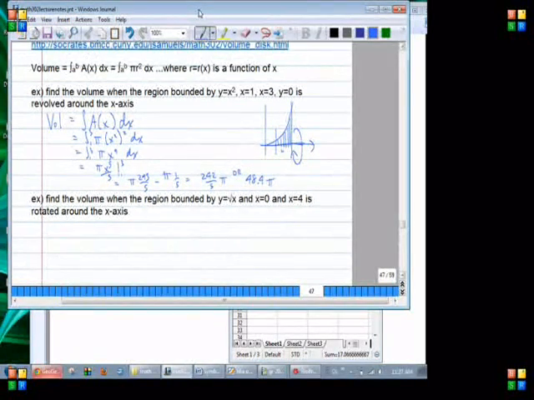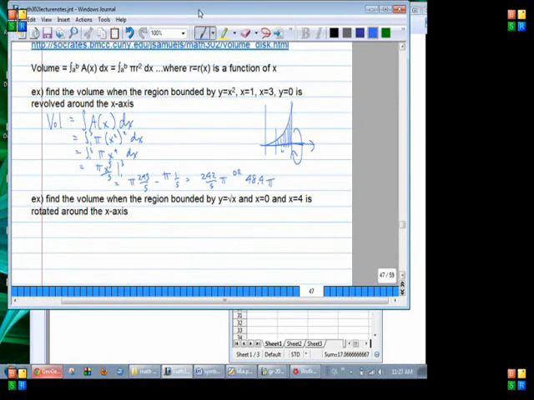All right. So I think we're ready to have you guys try one. Find the volume when the region bounded by y equals the square root of x, y equals 0, x equals 4, is rotated around the x-axis. Okay. So let's talk about how to do this problem.